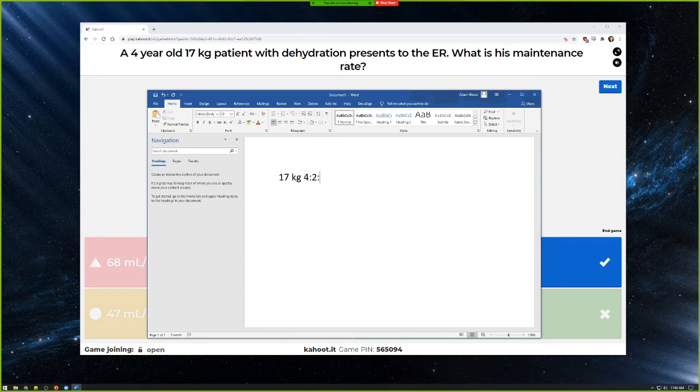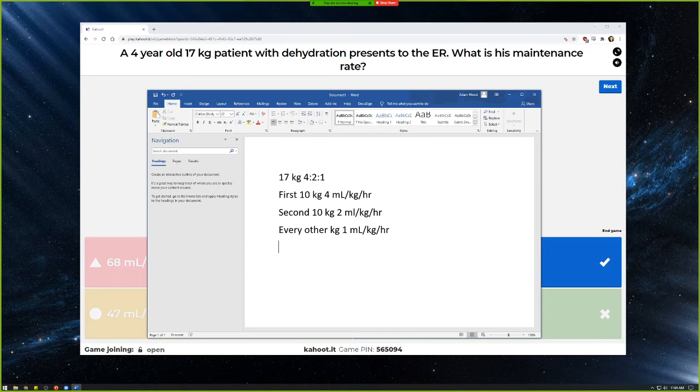So 4, 2, 1. That means for the first 10 kilograms of their weight, they're getting 4 mLs per kilogram per hour. And then for the second 10 kilograms, you're going to get 2 mLs per kilogram per hour. And then finally for every other kilogram, 1 mL per kilogram per hour, right? This one's pretty easy too, because you only have to use the first two parts of the rule because they're 17 kilos, right? If they're not beyond 20 kilograms, then you don't have to worry about it.